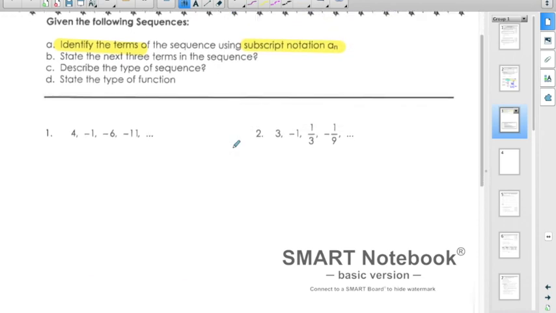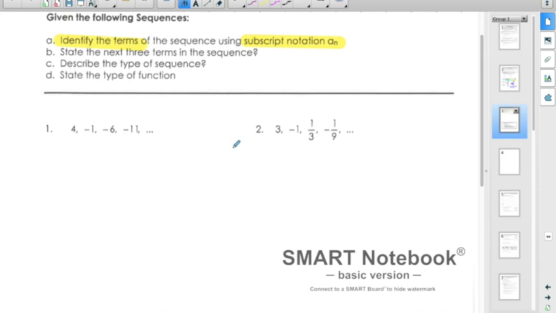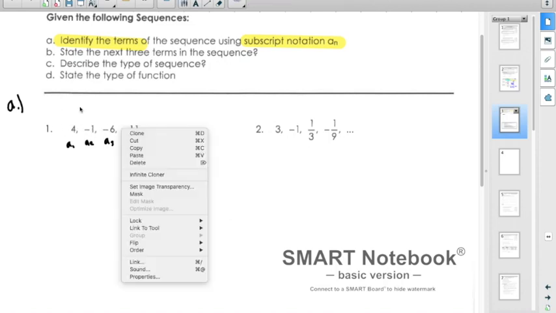So for number 1, identify the terms of the sequence using subscript notation. Okay, well, let me put A right here. What I always like to do, I look at the first term, right? This would be like my A sub 1. This is my A sub 2. Here's my A sub 3. Here's my A sub 4. First term, second term, third term, fourth term.